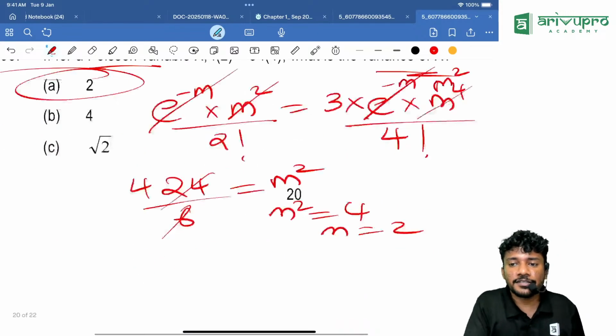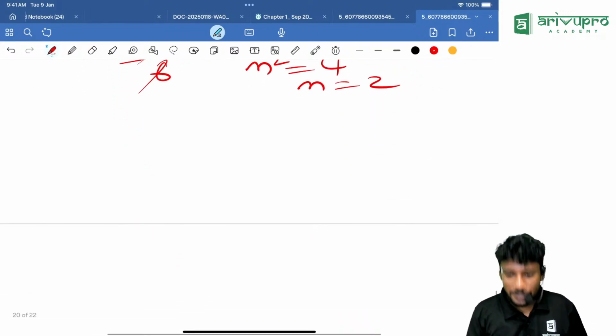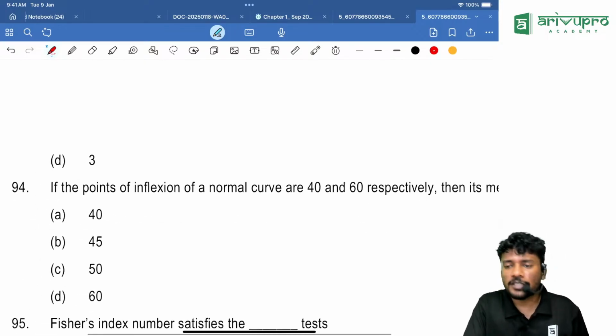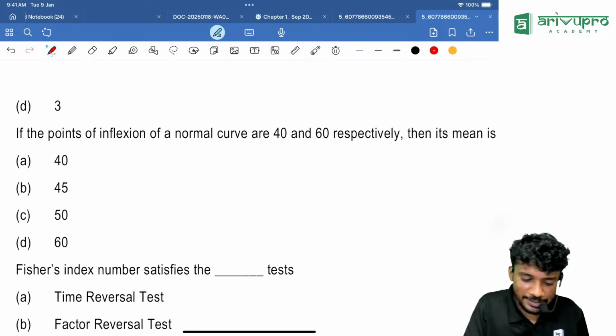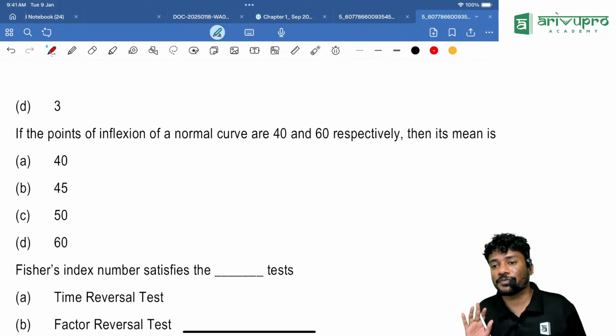Mean is how much? 2. Mean is 2. Then what is mode? m and m minus 1. That is 2 and 1, since it is integer.